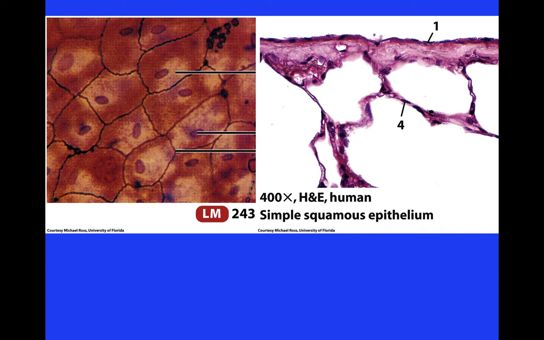Here's another example on the right. That's a section from your lungs. So you can see the tissue lining your lungs is very thin, and also the tissue lining the blood vessels is very thin, so oxygen and carbon dioxide can diffuse through there very rapidly because it's so thin.